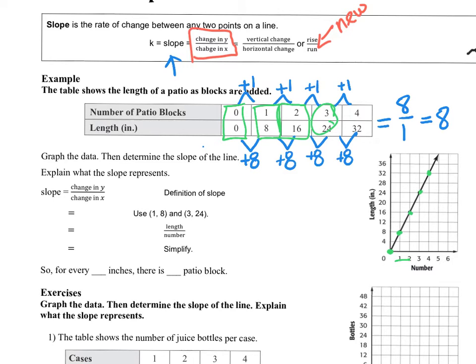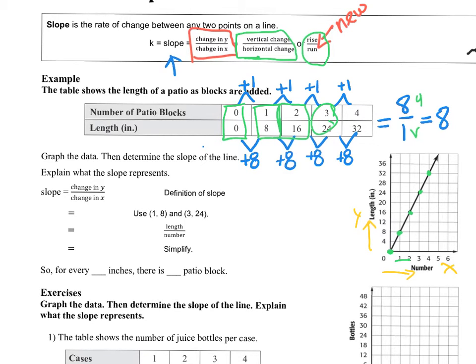If we're given a graph, we can find it a different way. We can say the vertical change over the horizontal change, or the rise over the run. So remember, it's change in y over the change in x. When we plot a point, we go x first and then y, right? But when we're talking about slope, we go change in y over change in x. So it's a little bit opposite.